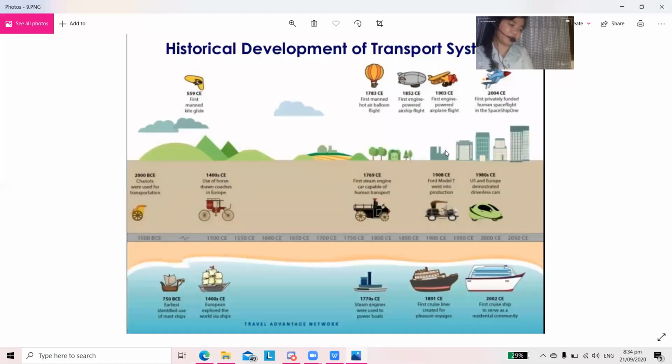So if you look at this infographic, this is the evolution of transportation throughout the years. From very primitive, down to modern and advanced transportation, by land, sea, and air.